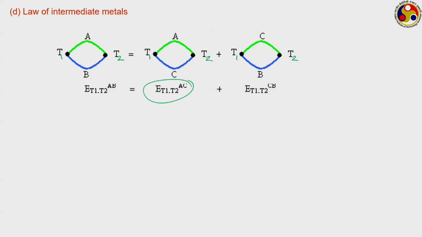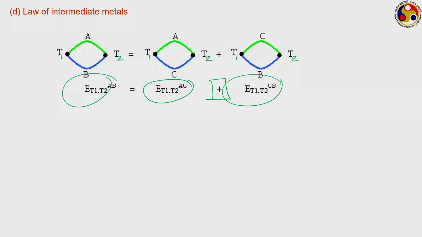Now we have another thermocouple comprising materials C and B. Again the junctions are maintained at the same temperatures T1 and T2, and correspondingly we are getting this EMF. Then if we make a thermocouple comprising A and B, kept at the same junction temperatures T1 and T2, whatever we are going to get will be just the addition of these two earlier EMFs. This is called the law of intermediate metals. This is a very important law from the calibration purpose.